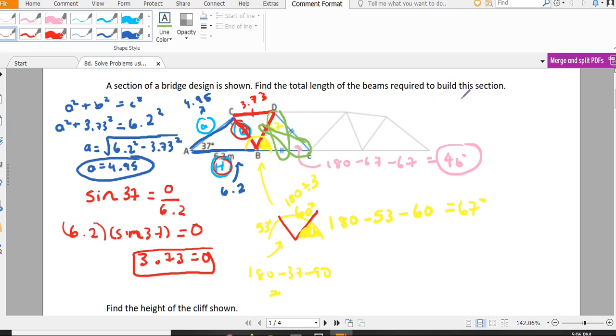So I will have sine of 67 divided by this unknown side, so let's call that x, is equal to sine of 46 divided by this red length, which was 3.73. Okay, and then if I cross multiply, I'll get x times sine of 46 is equal to sine of 67 times 3.73.